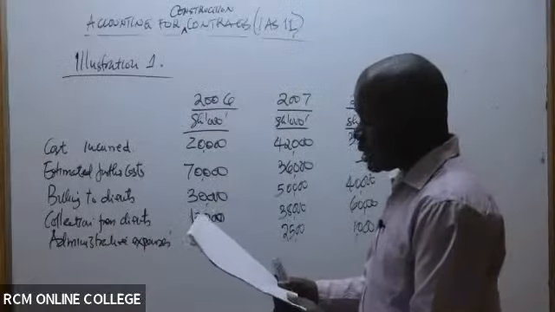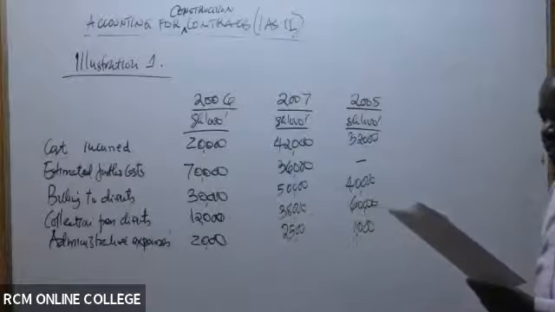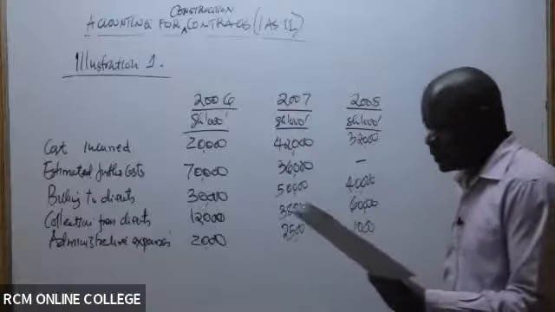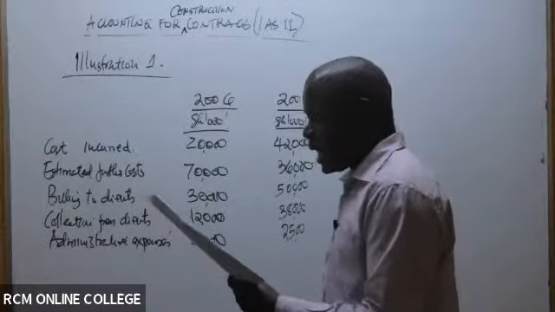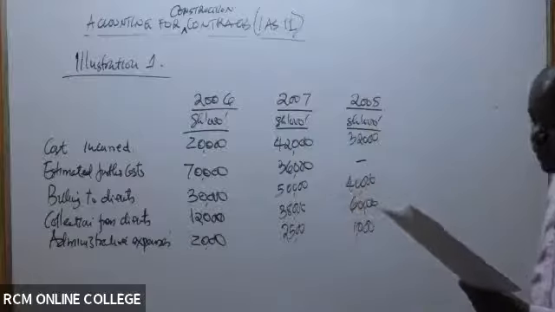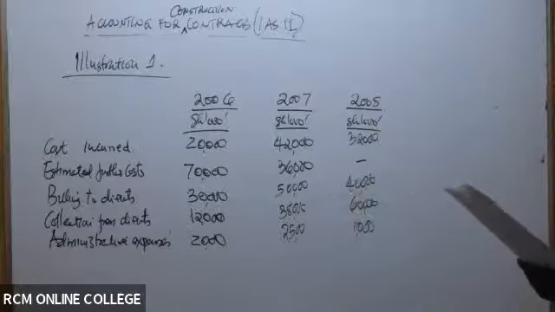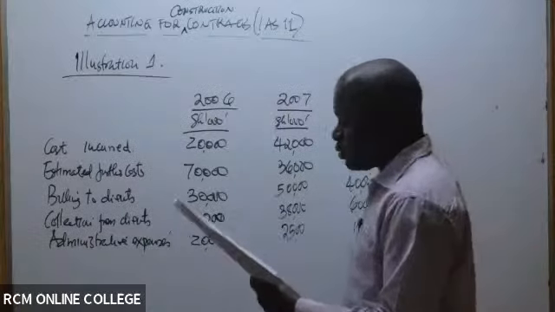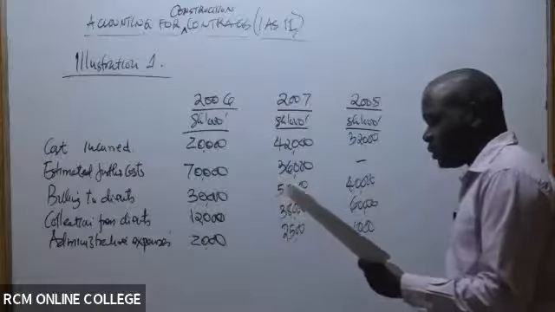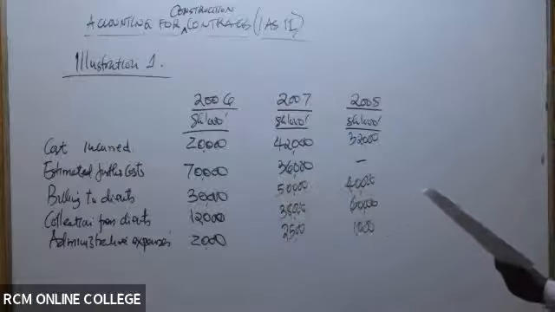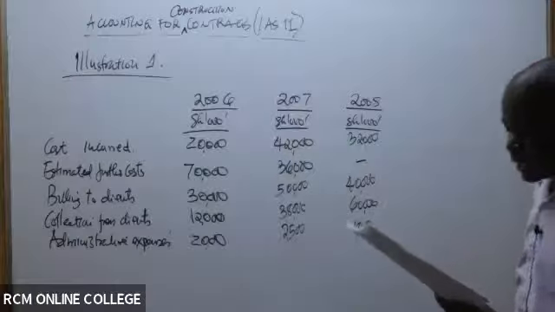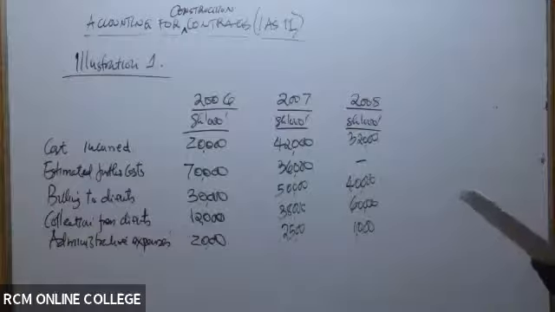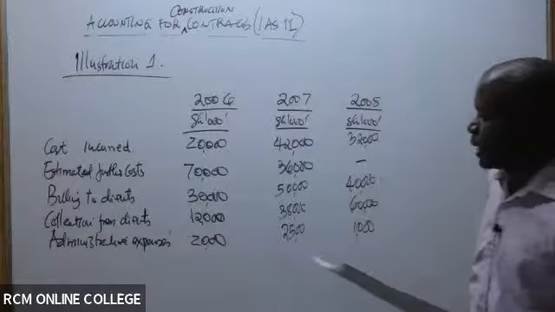Jenga Construction Limited was awarded a contract on 1st of January 2006. The contract price was fixed at 120 million and the estimated total cost of the contract was 105 million. The following information relates to the contract for the 3 years from 1st of January 2006 to 31st of December 2008. Then we had the table.